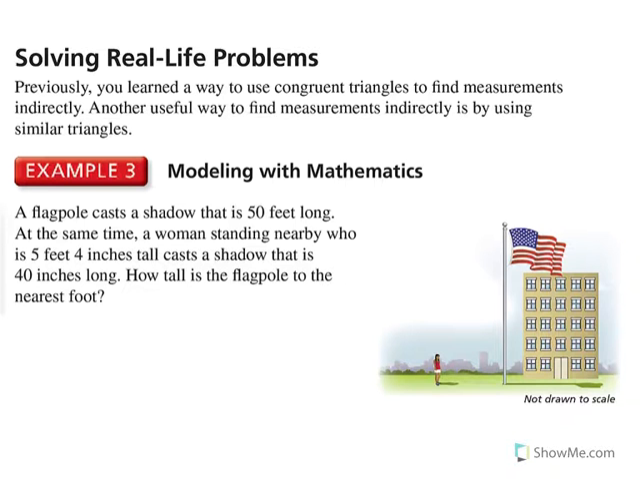So the biggest way that we use these kind of similar figures, especially in triangles, is we use them to try to do indirect measurement. So in this example, we have a flagpole casts a shadow that's 50 feet long. At the same time, a woman standing nearby is 5 feet 4 inches tall, and she casts a shadow that's 40 inches long. And it asks us how tall is the flagpole to the nearest foot. So we use this based on our triangles.